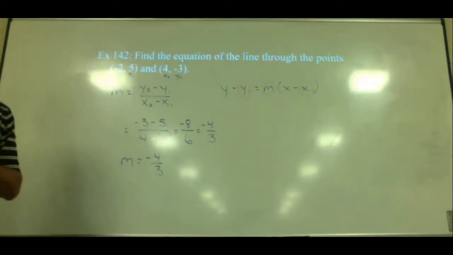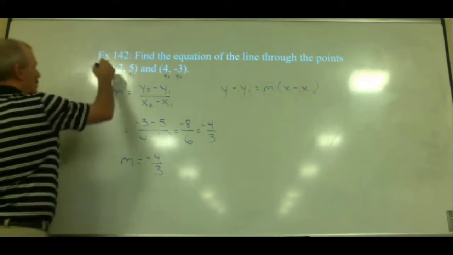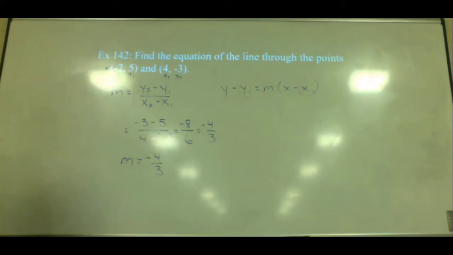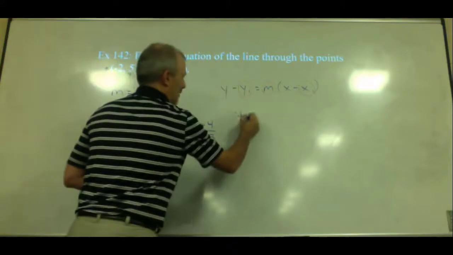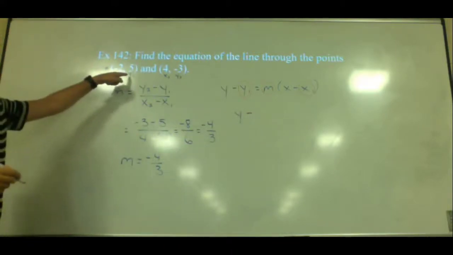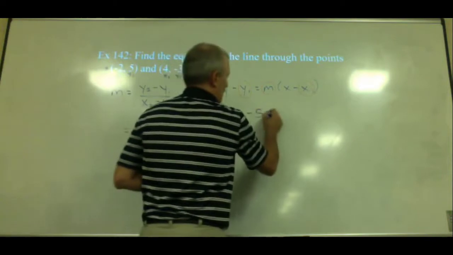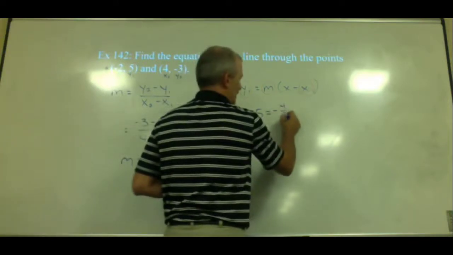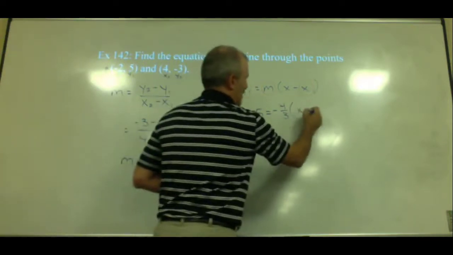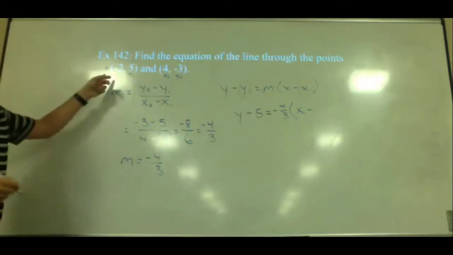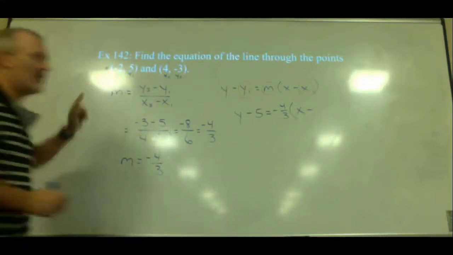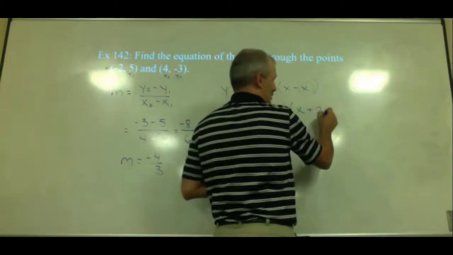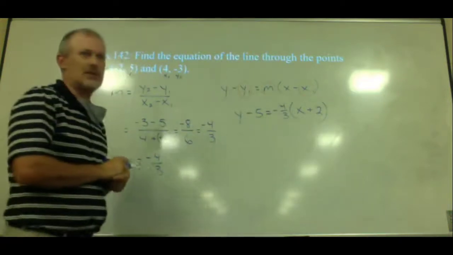Okay? Now, according to what we have labeled X1 and Y1, what should our equation look like? What should I write down? Y minus 5, right? Y1 equals M, which is -4/3, parentheses, X minus -2. Now, when we see X minus -2, what do we know will happen there? It will become plus 2. So that would be our equation.